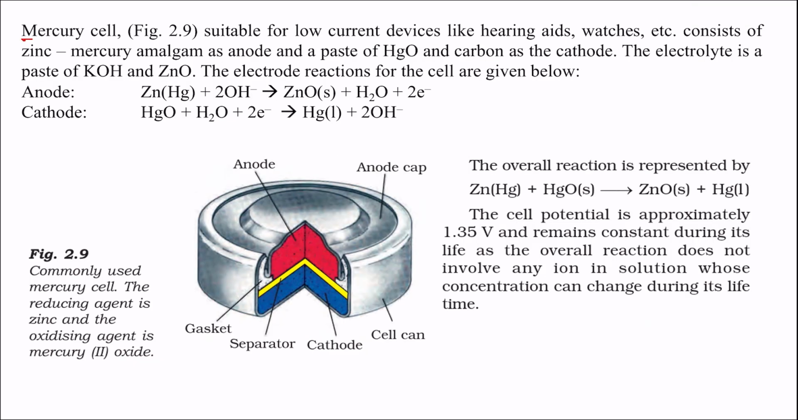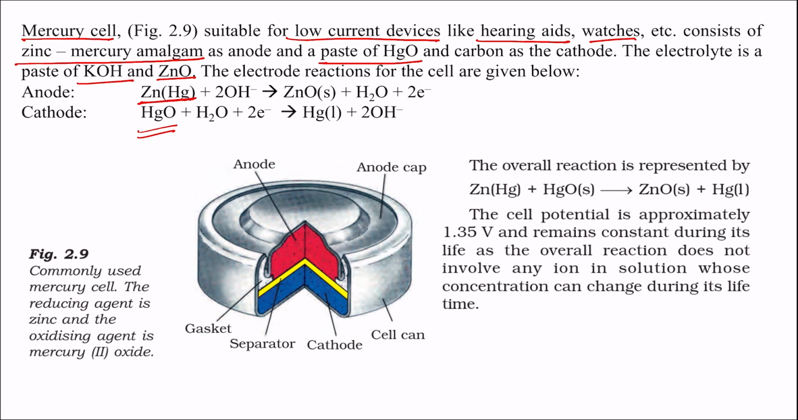Next is the mercury cell. This mercury cell is used in low current devices like hearing aids and watches, and it consists of zinc mercury amalgam. This zinc mercury amalgam acts as anode, and a paste of HgO, that is mercuric oxide, and carbon together act as the cathode. The electrolyte is a paste of KOH and zinc oxide.